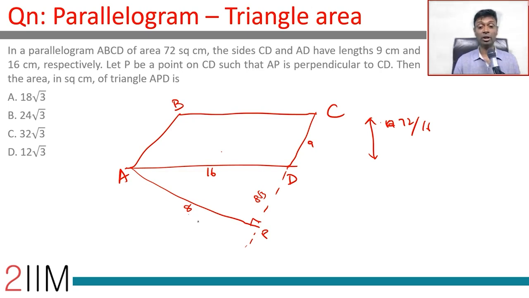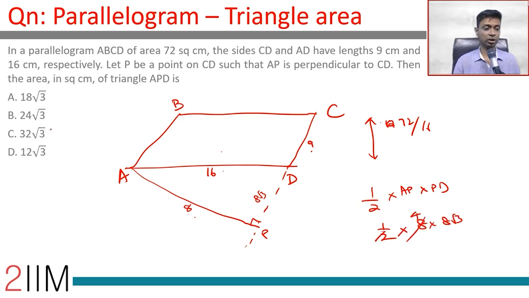How is this 8? Because base into height is area. This should be 8. 8, 16. This should be 8 root 3. Area of triangle APD is half into AP into PD, half into 8 into 8 root 3, which is 32 root 3. Wonderful.